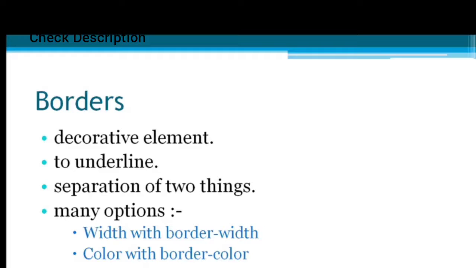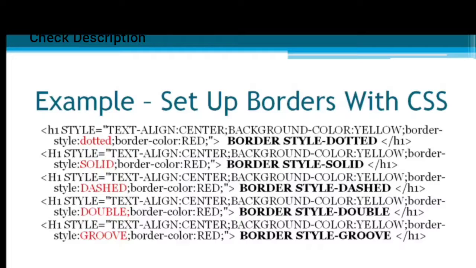And it has many options or properties. You can set the border width using the property border-width, as we can see here. Second, we can give a color to the border using the property border-color, and we can also style it using border-style. So this is an example where we can set up the borders using the CSS rule.